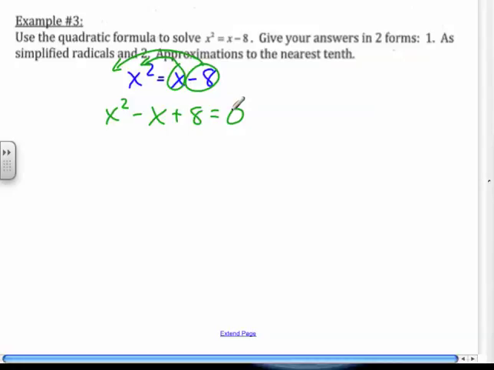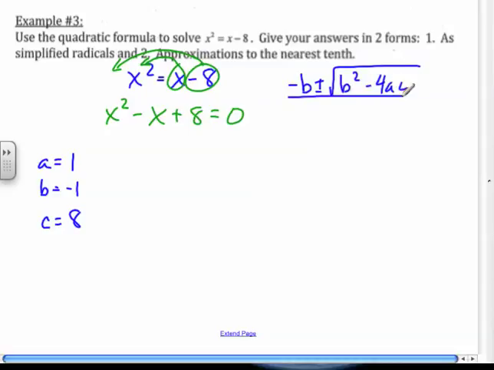But I need to find out my a, b, and c. A is 1, b is equal to -1, and c is equal to 8. Okay? All right. I've got to write my quadratic formula because I have to memorize it. And to memorize it, I do it every time. So -b plus or minus the square root of b squared minus 4ac all over 2a. And then I write it with placeholders so that I can fill them in a minute.